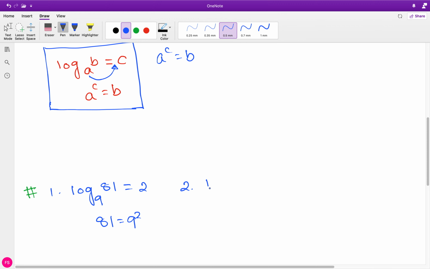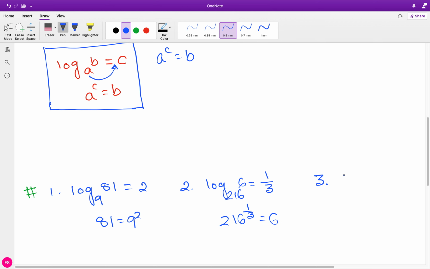Number 2, log of 6 with the base of 216 will give us 1 over 3. How to write it in exponential form? This moves to the other side, kicks this, it's scared, jumps to the top, leaving us with 6. We can safely write 216 to the power of 1 over 3 equals to 6.